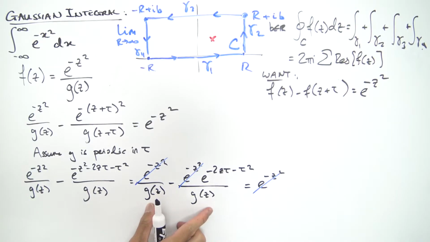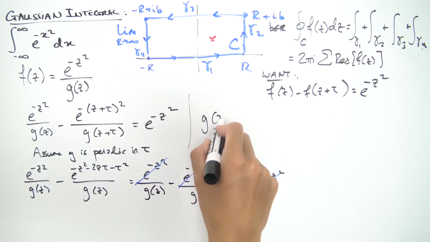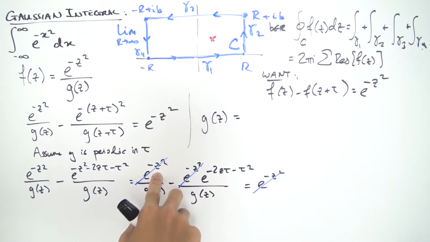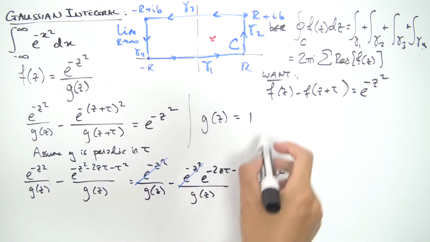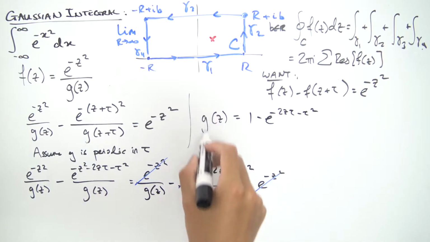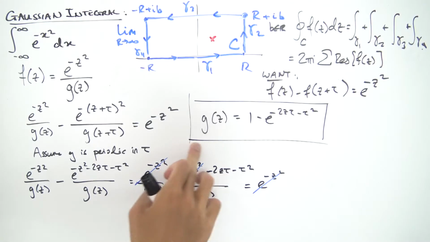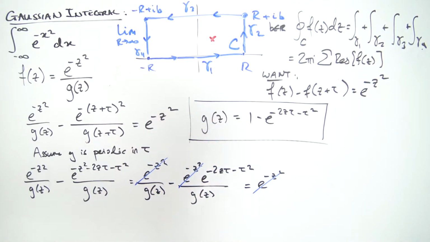Let's multiply g of z over to the right hand side. And we obtain a solution for g of z to be equal to, well, we have 1 and then a minus e to the minus 2z tau minus tau squared. So this is our solution for g of z. Not quite, but it is one of the solutions. So we've figured out what g of z is equal to.